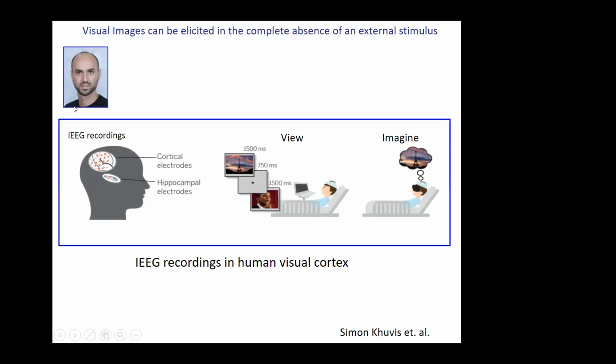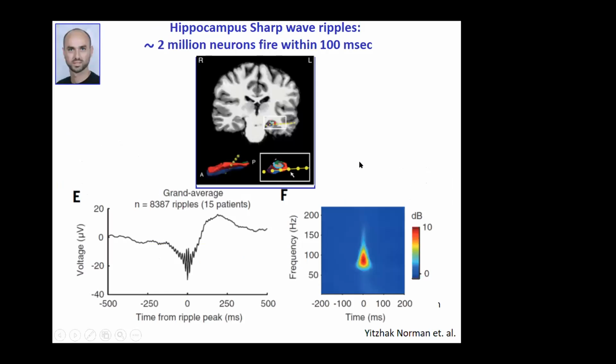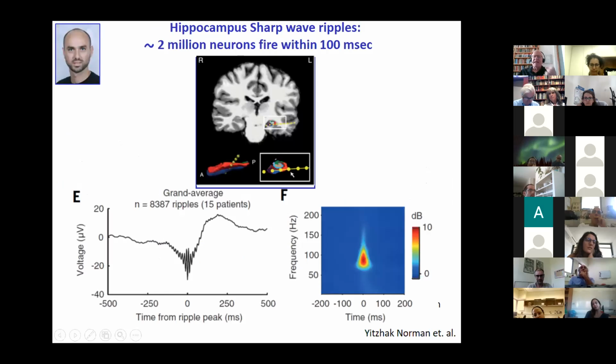And here we have an interesting twist relating this recall during imagery to the hippocampus. It is known for some years now that there are very dramatic events happening in the hippocampus that are called sharp wave ripples. These are dramatic bursts of simultaneous activation of neurons. We estimate about 2 million neurons fire within 100 milliseconds in the hippocampus. So we have this very sharp burst of activity, these ripples, occurring within less than 100 milliseconds.